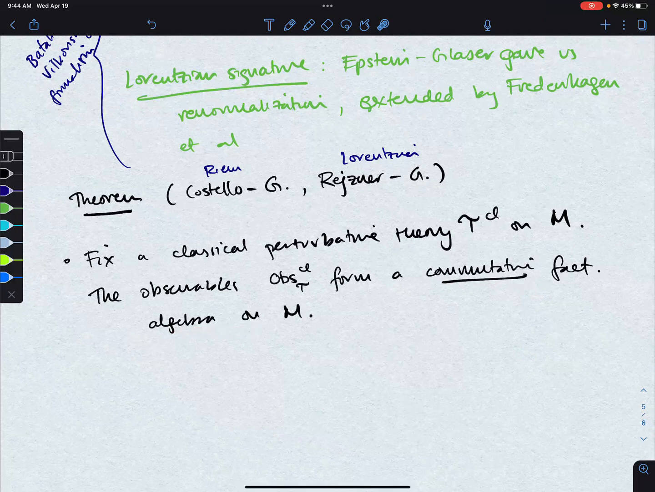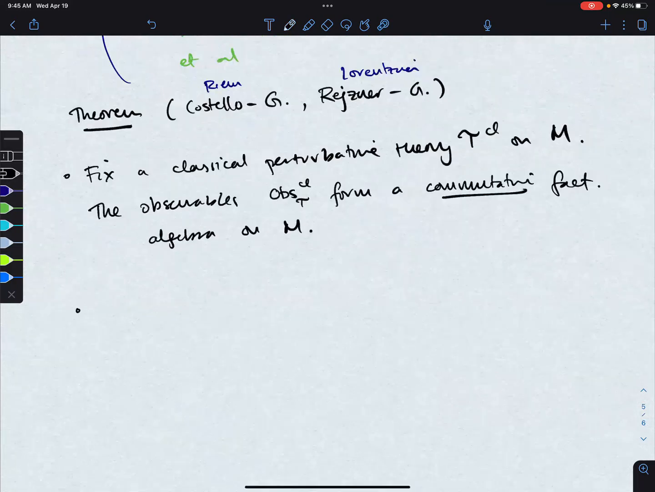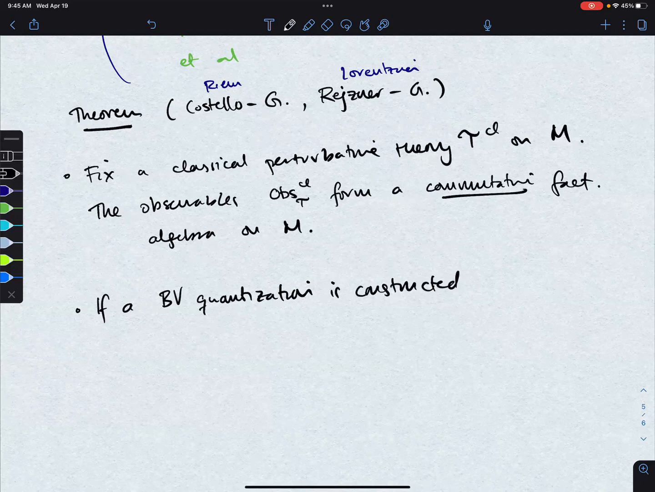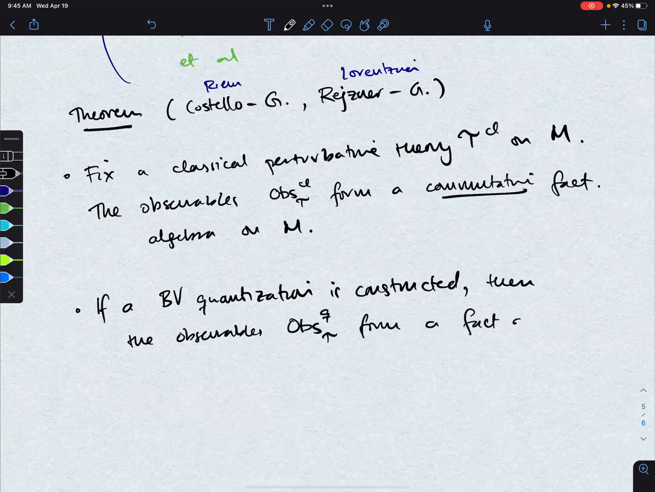So classically, of something commutative, if a BV, sort of Batalin-Vilkovisky quantization, is constructed. Then the observables, let's write it like this, Obs^Q for quantum, for T, form a factorization algebra, not commutative, on M.